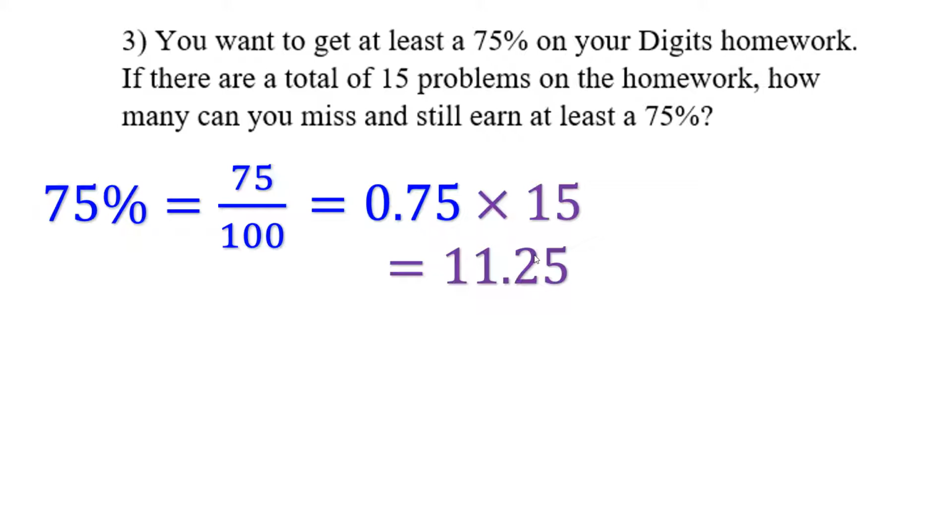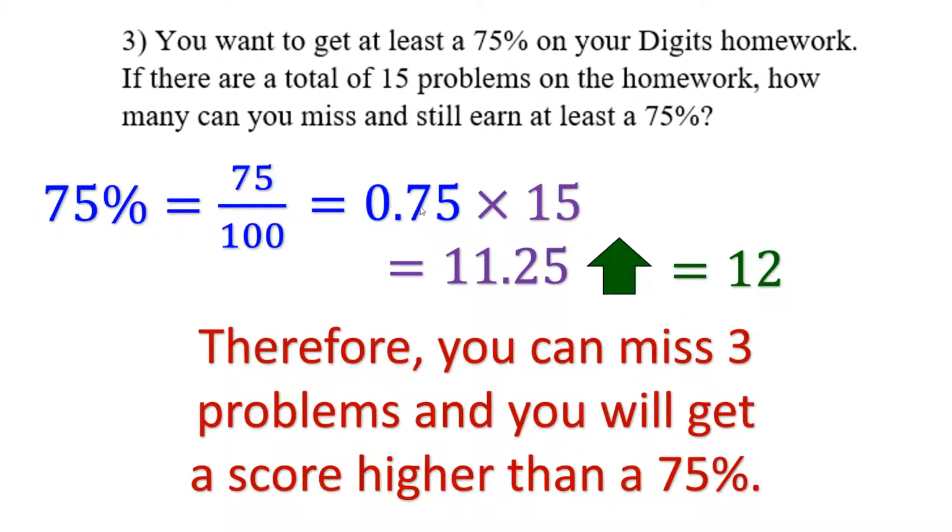Therefore, this number has to get rounded up because we want at least a 75%. If we only get 11 correct, so we take off this 0.25, that means you'll actually get less than 75%. So we have to round up to the next whole number, which is 12. That means you need to get at least 12 problems correct in order to have a 75% or higher. Therefore, you can miss 3 problems and you will get a score higher than a 75%.